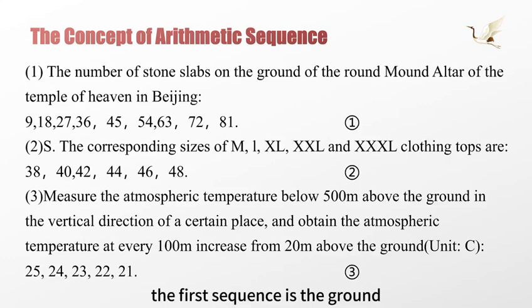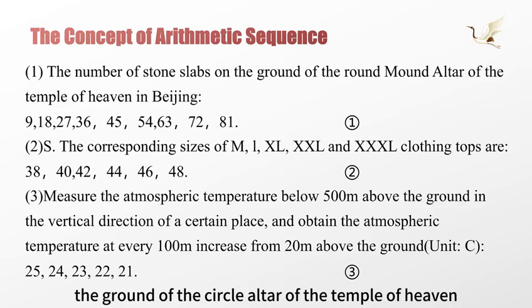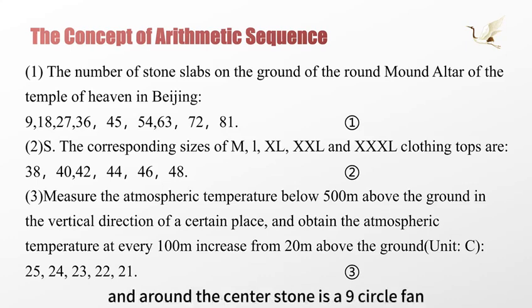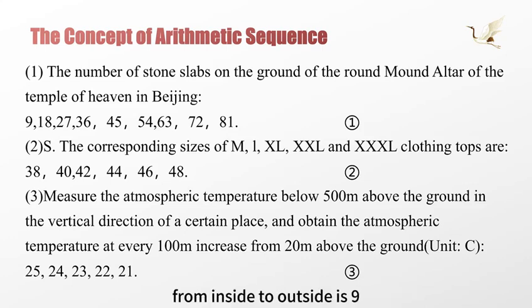The first sequence is the ground slate of the Circular Mound Altar of the Temple of Heaven in Beijing. The ground of the altar is paved with stone slabs. The center stone is round in the middle, and around the center stone are 9 circles of fan-shaped ring stone slabs. The number of stone slabs in each circle from inside to outside is 9, 18, 27, up to 81.